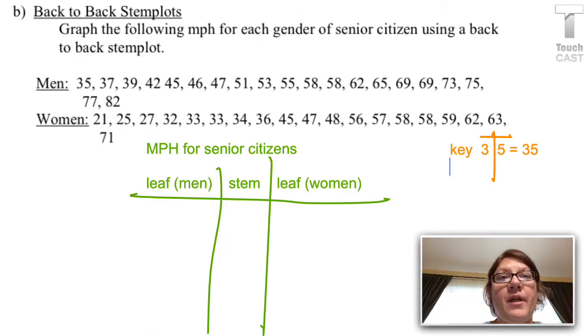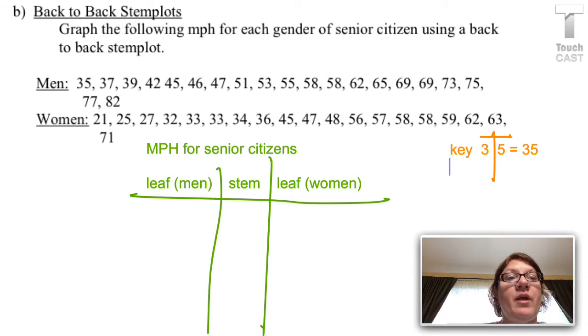So the last graph type we'll look at today is back-to-back stem plots. These are good for comparing two groups with the same type of data. So here I have the miles per hour driven for males and females who are senior citizens. It doesn't matter which one goes on the left and which one goes on the right, but notice now my stem is in the middle.